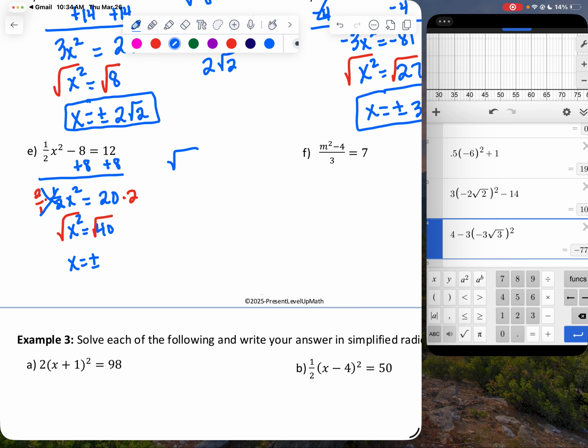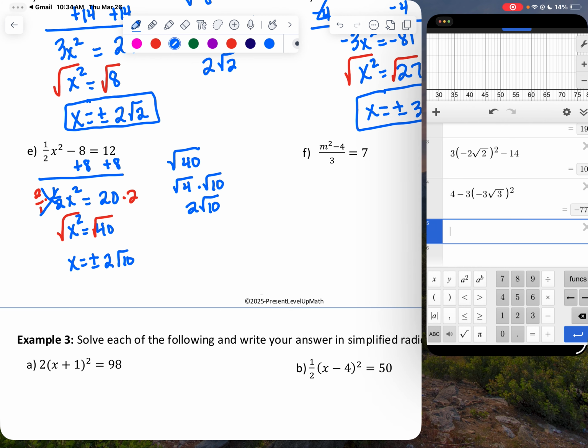Now the square root of 40 will break down to square root 4 times square root 10, and the square root of 4 is 2. So plus or minus 2 square root 10. To check my answer, I used 0.5, parenthesis, 2 square root 10, side arrow, close parenthesis, squared, minus 8, and that equals 12. And then I checked the negative, and that also equals 12.